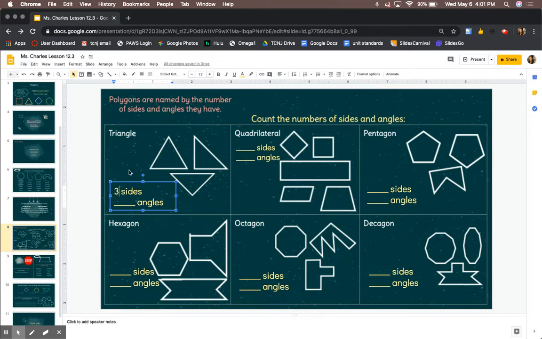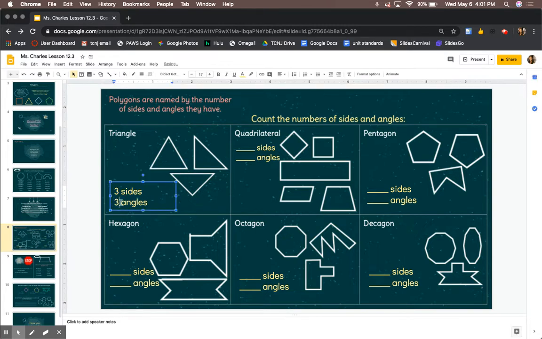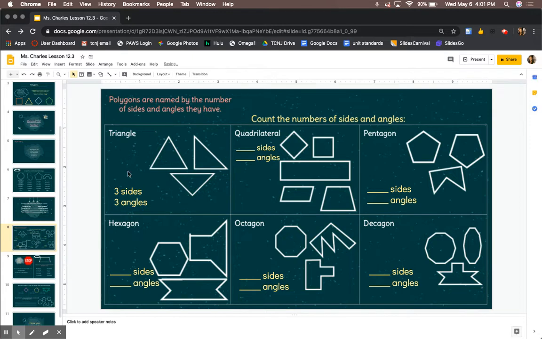Now how many angles? Well, where am I going to find these angles? I think I see one angle here, one angle here, and another one here. So there are 3 angles. So a triangle has 3 sides and 3 angles. You're going to be doing that for quadrilateral, pentagon, hexagon, octagon, and decagon.